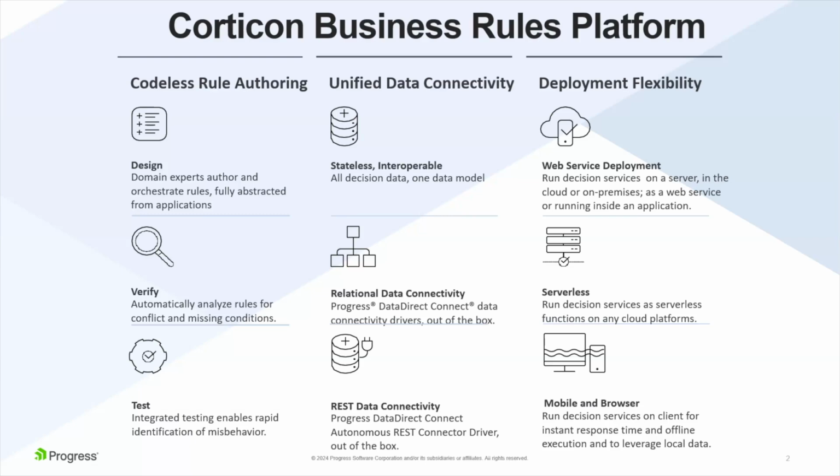You can connect to a whole bunch of different data sources out of the box. It's extensible. If there's data sources that are not provided that you need to connect to, you can get that as well. And it has tremendous deployment flexibility. So with Corticon, you deploy as a web service, in a Java or .NET application server. You can deploy with JavaScript as a serverless function, or in a mobile client or a web application.